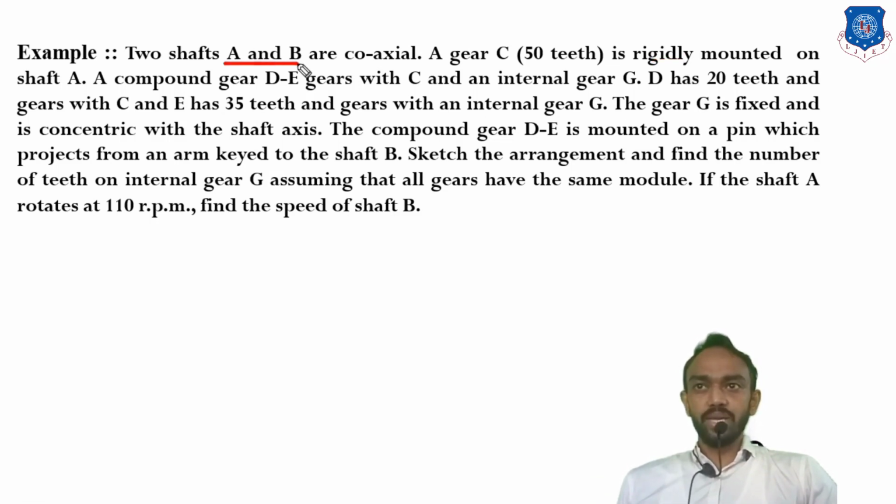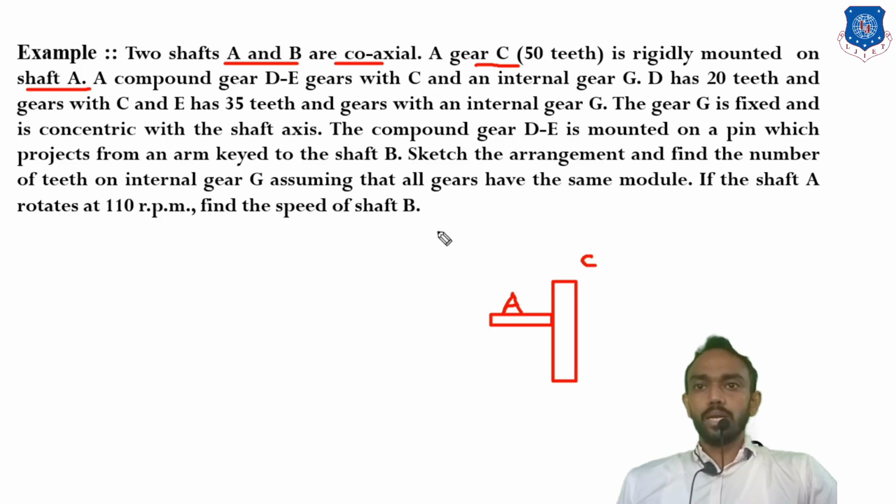Two shafts A and B are coaxial, meaning there are two shafts. Gear C has 50 teeth, rigidly mounted on shaft A. So first of all, check this. This is very complex data. So shaft A is there, and one gear is connected on that. The gear connected on this shaft A is gear C.